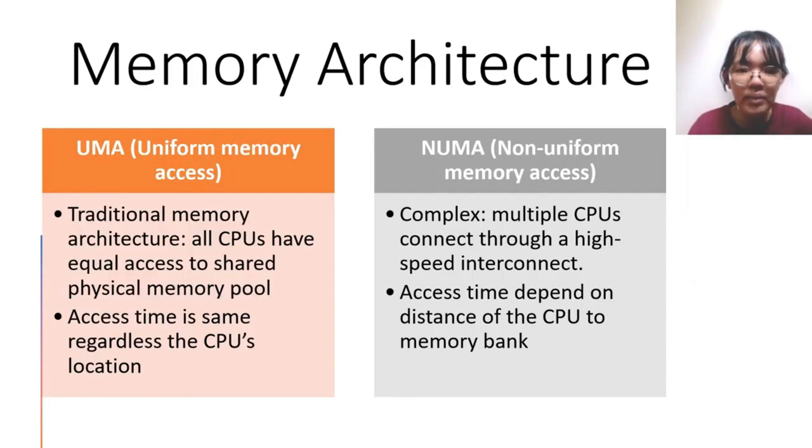UMA is a traditional memory architecture where all processors and CPUs have equal access to a shared physical memory pool. In a UMA system, memory access time is the same regardless of the CPU location in the system. NUMA, on the other hand, is a more complex memory architecture that is used in larger systems where multiple CPUs are connected through a high-speed interconnect.